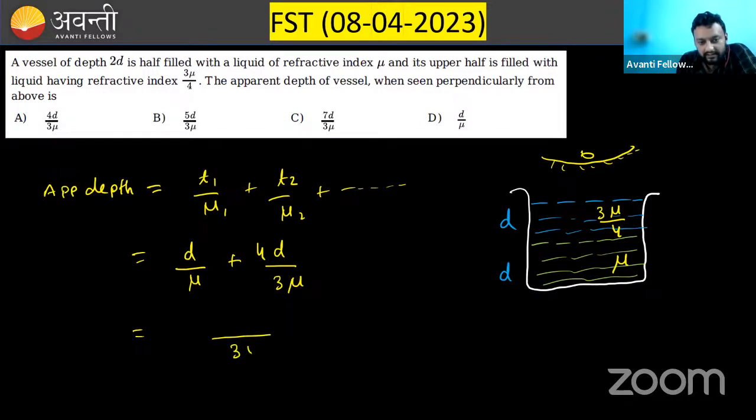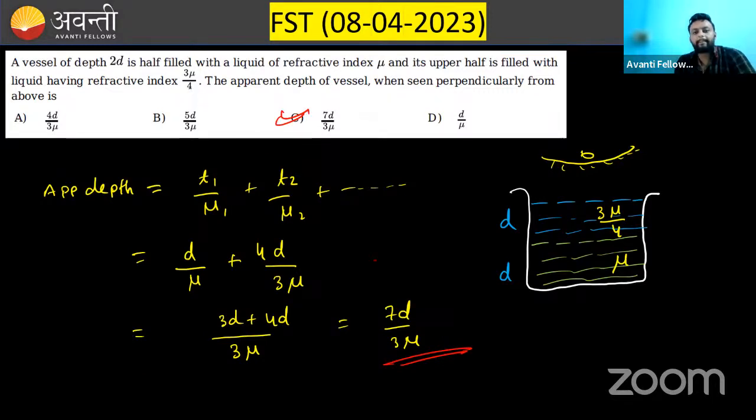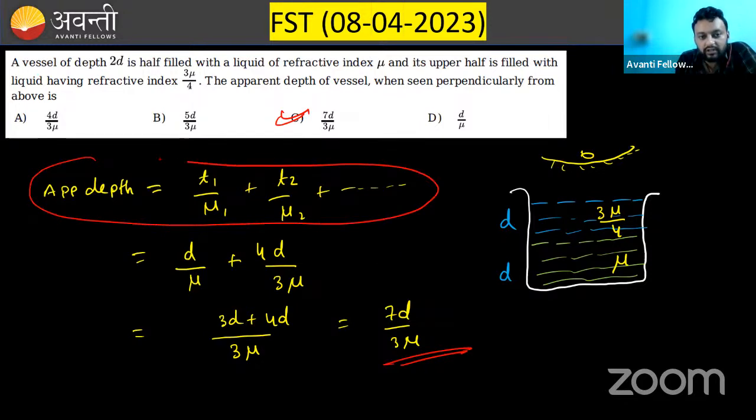Now you can add them. The LCM will be 3 mu, that is 3D plus 4D, that is 7D by 3 mu, which is option number C. So what is the relation? This is the relation for which? For multiple layers. Whenever there are multiple layers, the relation that you should use is this one.